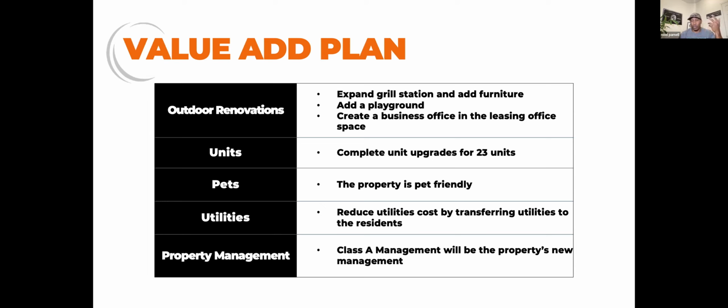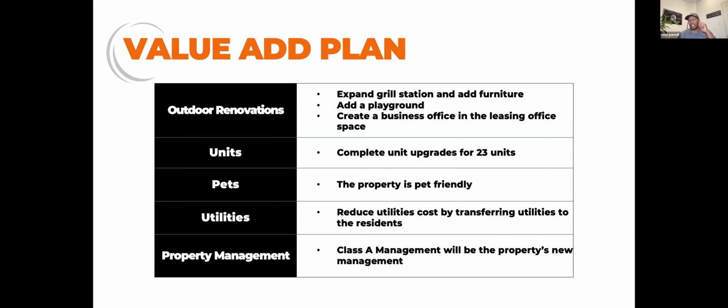For the units, we'll do upgrades from old units. In this particular building we're sampling, there were 23 outdated units, and we're going to convert those over. And that also increases what? Your net operating income. So always keep that in mind.